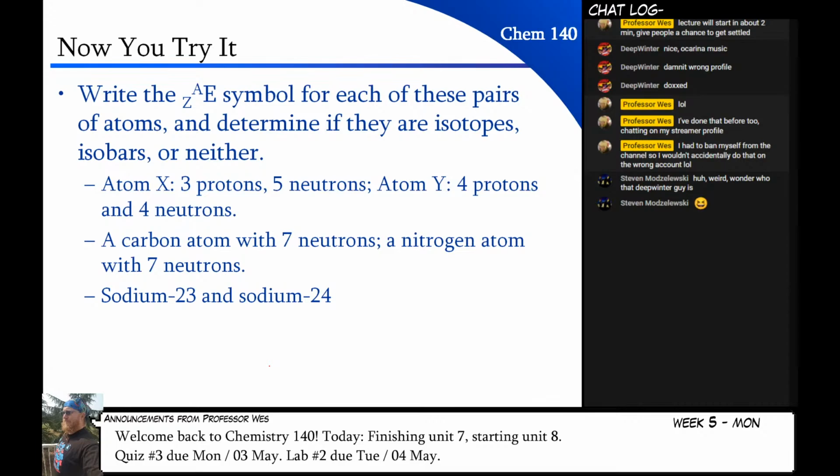All right, so here I have a bunch of examples. This is just a little bit of a review from last time. I'm going to give you these 3 scenarios. I want you to write the isotopic notation symbol for each atom shown in the scenario, and then determine the relationship between the two atoms as described. Are they isotopes, isobars, or unique?